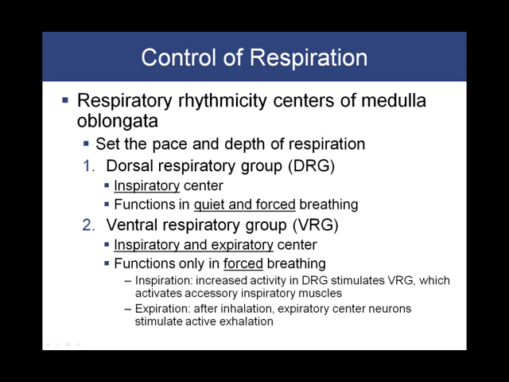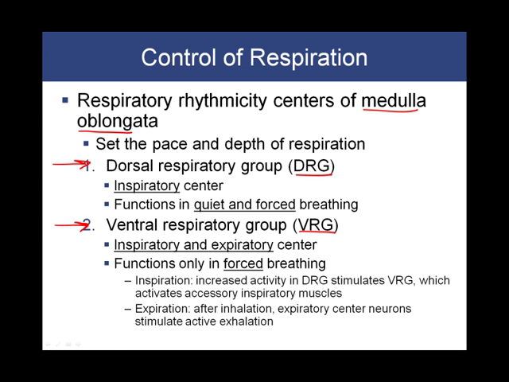Alright, we're starting out with the medulla oblongata, respiratory rhythmicity centers, and these are involuntary. They set the pace and depth of respiration. There are two areas, the dorsal respiratory group and the ventral respiratory group. The dorsal respiratory group is also known as DRG, and the ventral respiratory group, VRG. The dorsal respiratory group is only involved in inspiration or inhalation. The ventral respiratory group is involved in both inspiration and expiration.